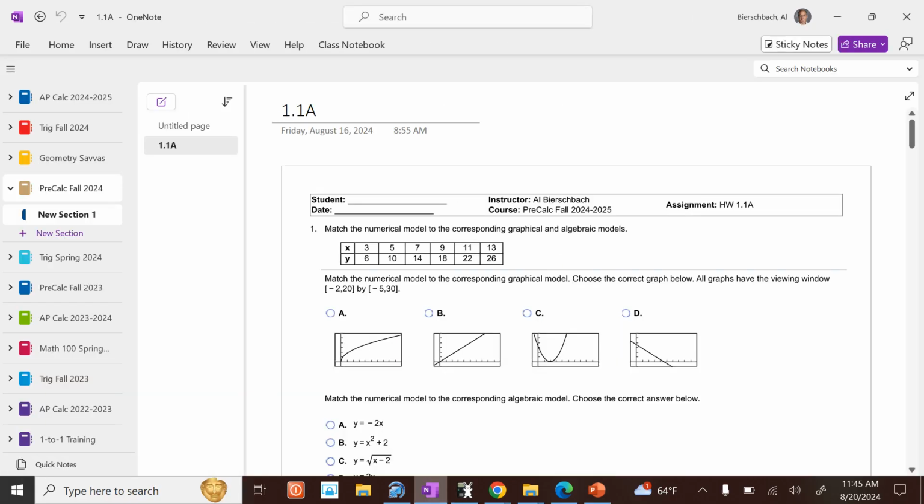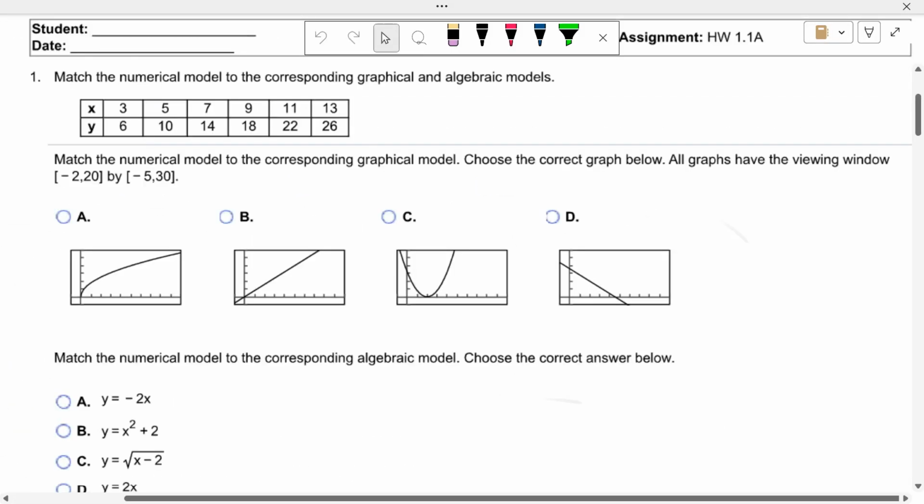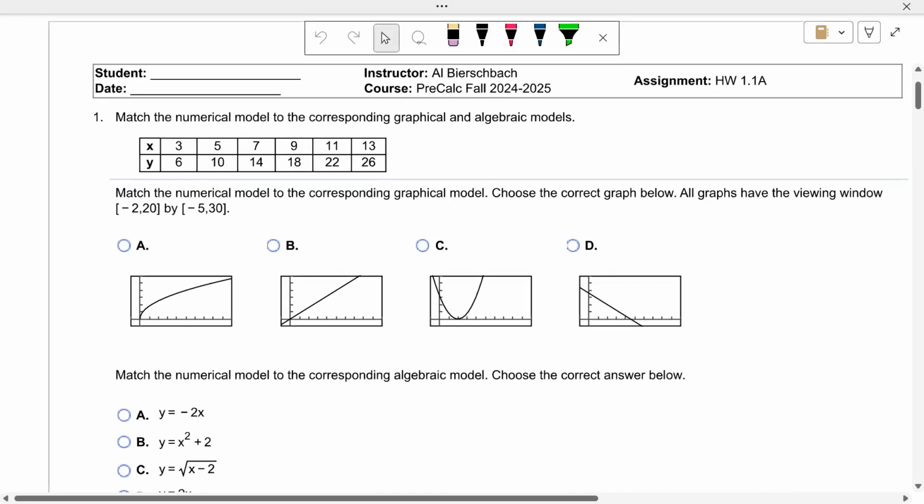Let me go to here. All right. So, when you get to your homework, you'll have problems like this, which say, match a numerical model to the corresponding algebraic model. Now, looking at this, 3, 6, 5, 10, 7, 14, 9, 18, what do you notice about the x numbers and the y numbers? They're getting bigger. How does y compare to x? Y is twice the x value. Okay? Y is twice the x value.